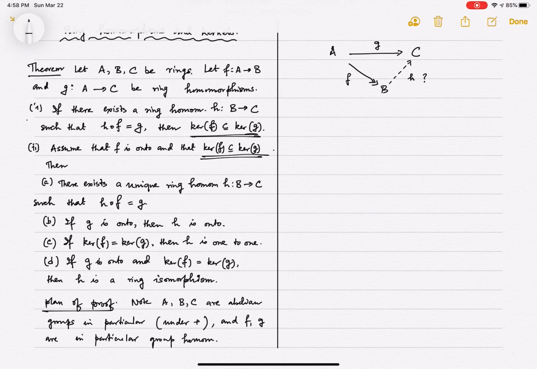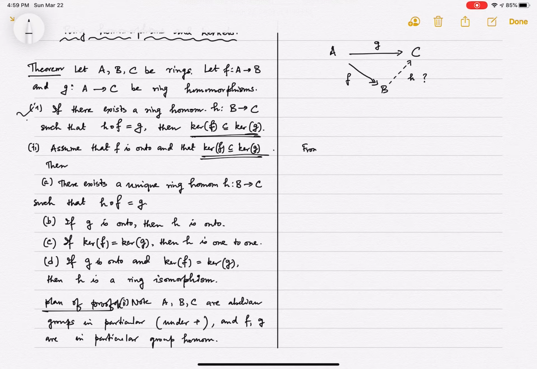I get the existence and uniqueness of H. I get part 1 first of all, and then in part 2 I do get that there exists a group homomorphism H from B to C, and a unique one, such that H circle F is G. So that's a part of the proof of 2, because 1 is straightforward.